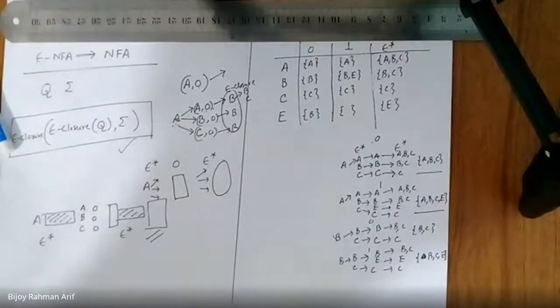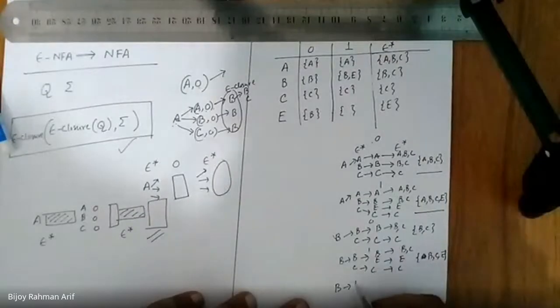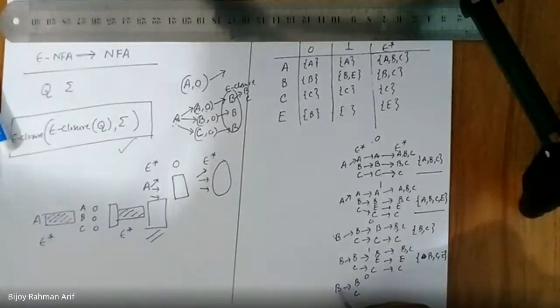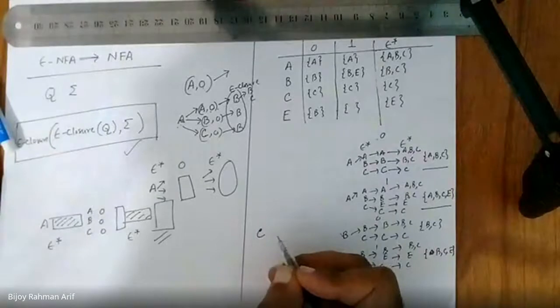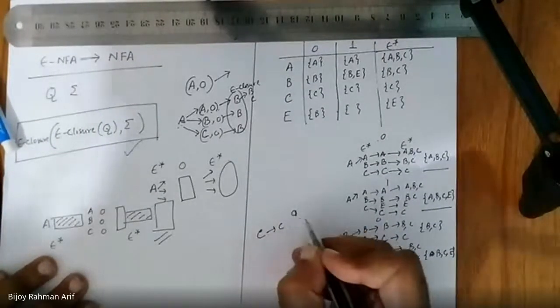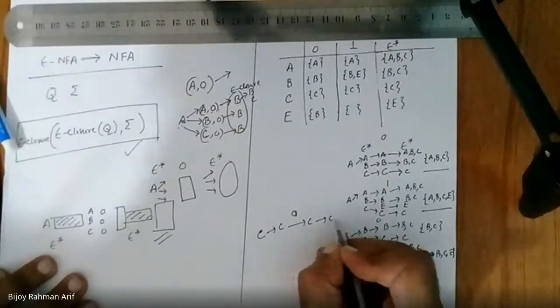Now let's take B on 0. B's epsilon closure first is BC. Let's take 0, so B on 0. Sir, it should be C. No, C. Okay. B is done. And let's take C. C's closure is nothing but C. C on 0, where should I go? C. Epsilon closure is C. If you take 1 also, it is the same.